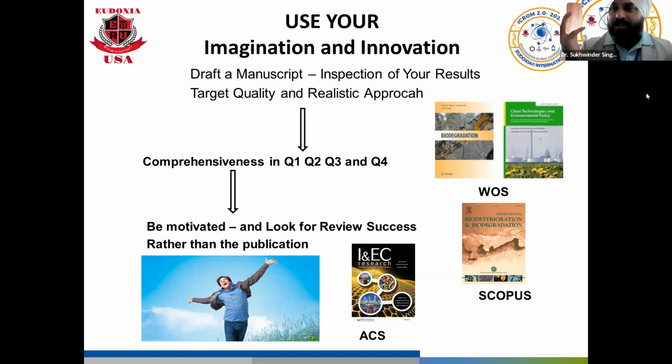Now, what about the filtration of Scopus journals? Yes, of course, depending upon my comprehensiveness, the novelty, the current trend, and my research work, I will actually target Q1, Q2, Q3, Q4, and so forth. But in terms of the realistic approach, the quality, I always go for Q1 and Q2. I'll be motivated in that particular aspect.